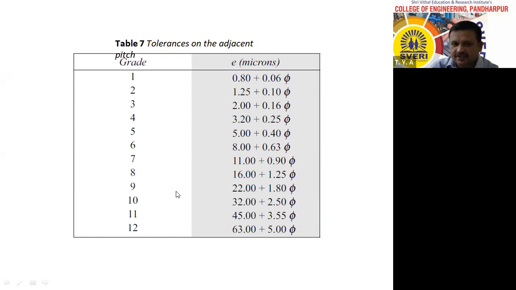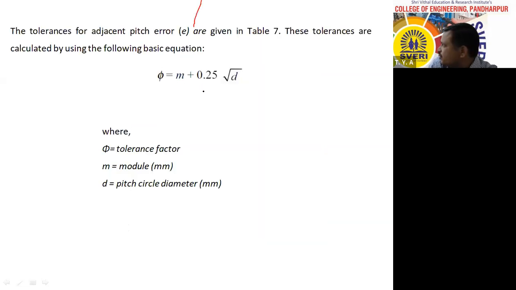Lakshat ठेवा. Therefore, these grades depend on the type of manufacturing. 1 to 12 grades are there. Grade 8, 16 plus 1.425D. Grade 9, 22 plus 1.85. Grade 11, 45 plus 3.555, where 5 is nothing but this value. M plus 0.25D. Value of M is provided to you. Value of pitch circle diameter is also known to you.